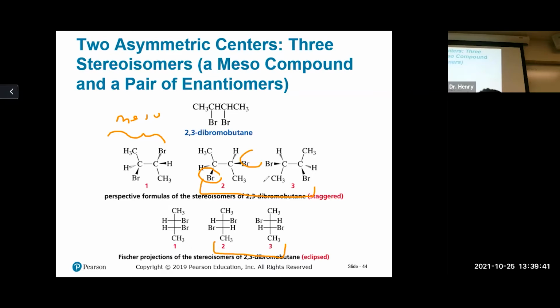You guys, you see that? Here they're trans to each other, right? So that means one is coming out towards us and one is in the back. Can you guys see that? Yes, that one is a mess. So it's being compared to 2 and 3. These are not the same as each other.